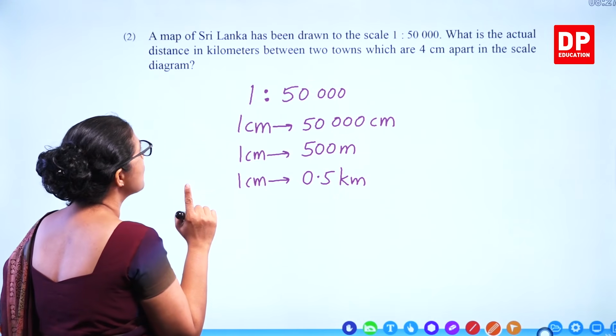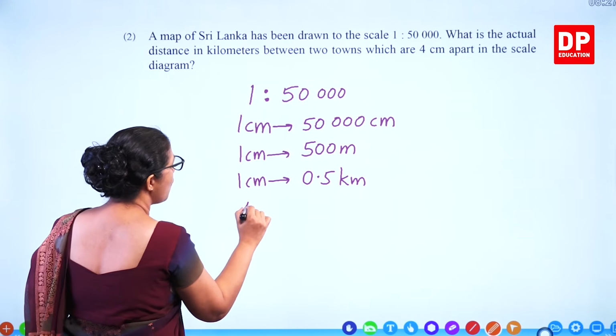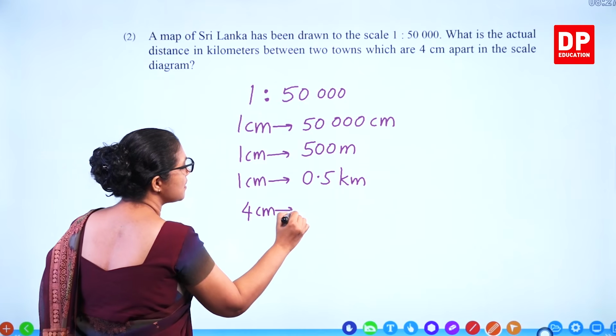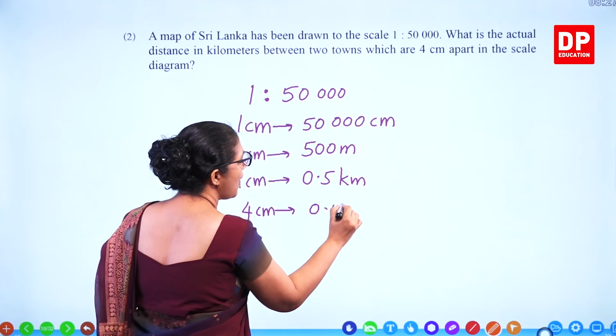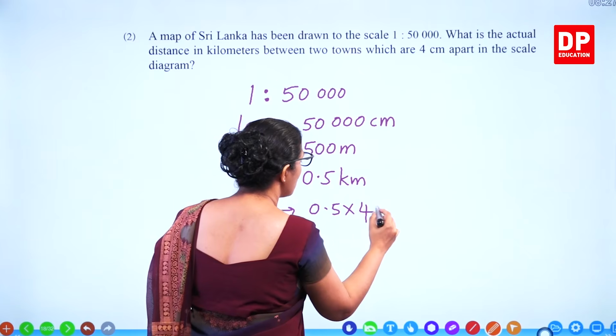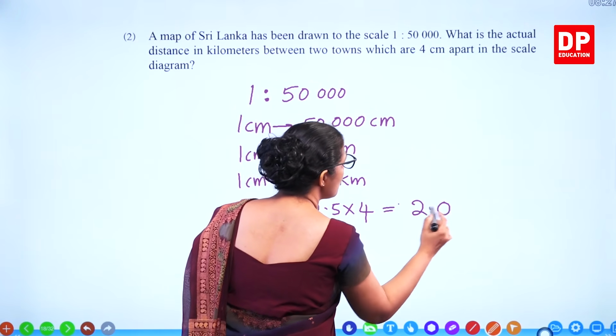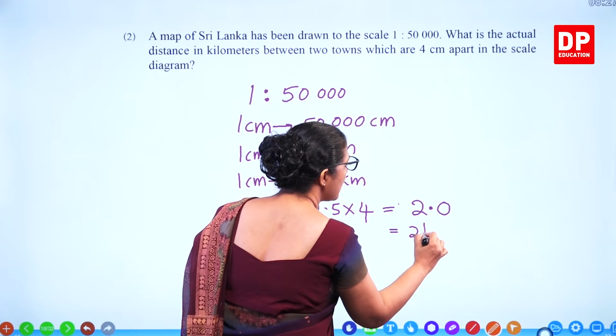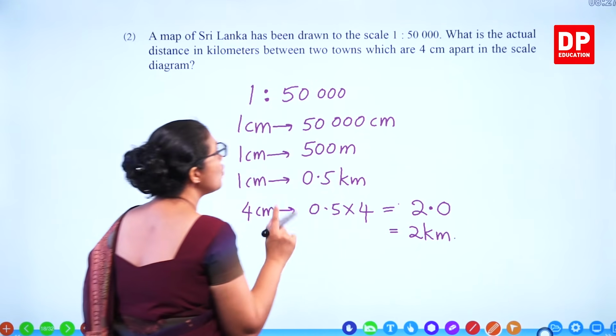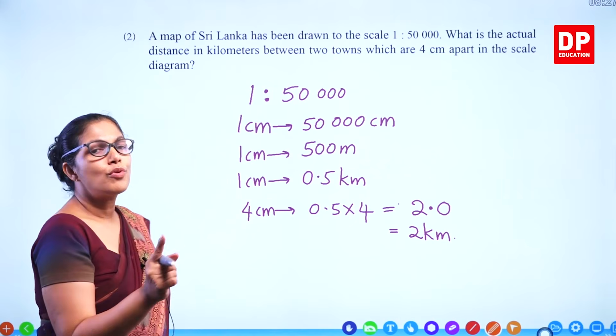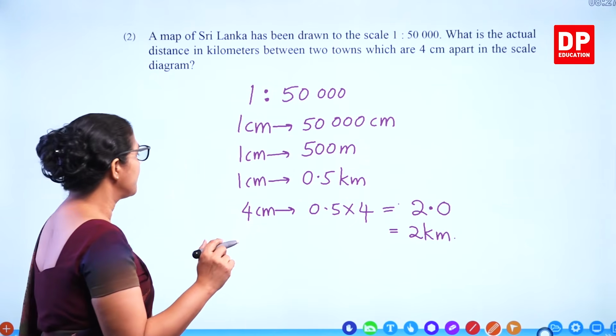Now, what's 4 centimeter length? 4 centimeter length means multiply by 4. 0.5 times 4. You get 20 and put 1 decimal point. So it's 2 kilometers. So 4 centimeter means 2 kilometer distance.